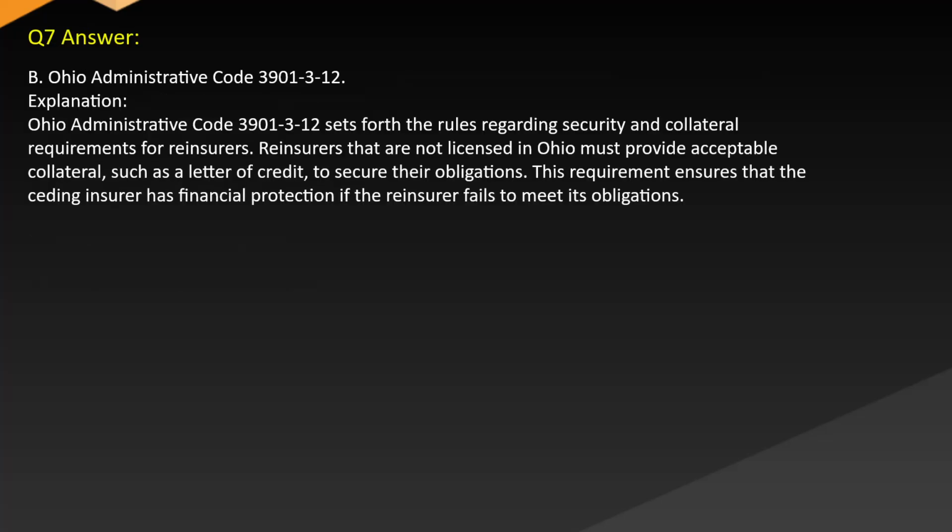Answer: B. Ohio Administrative Code 3901:3-12. Explanation: Ohio Administrative Code 3901:3-12 sets forth the rules regarding security and collateral requirements for reinsurers. Reinsurers that are not licensed in Ohio must provide acceptable collateral, such as a letter of credit, to secure their obligations. This requirement ensures that the ceding insurer has financial protection if the reinsurer fails to meet its obligations.